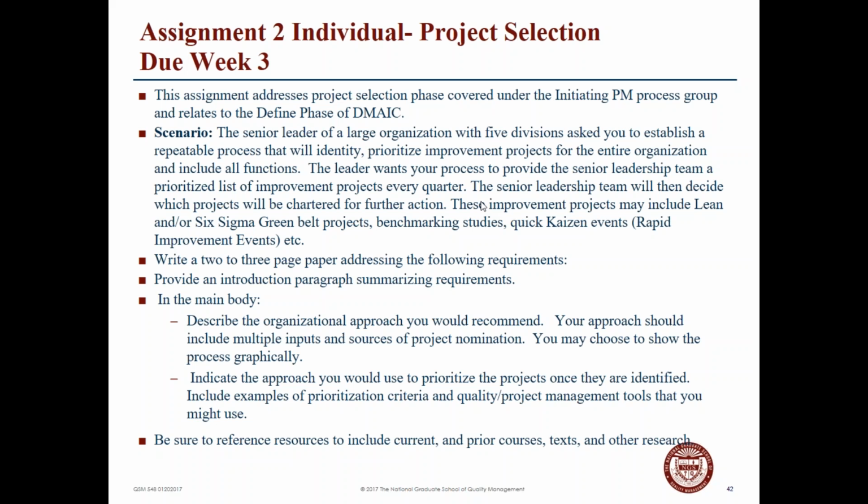An introduction paragraph summarizing the requirements. In the main body, what organizational approach would you recommend? Your approach should include multiple inputs and sources for project nomination. You could do it graphically if you choose. What is your approach to prioritizing projects once you've identified them? And be sure to reference resources to include current and prior course texts and other research. If you are using others' work, you need to reference it.